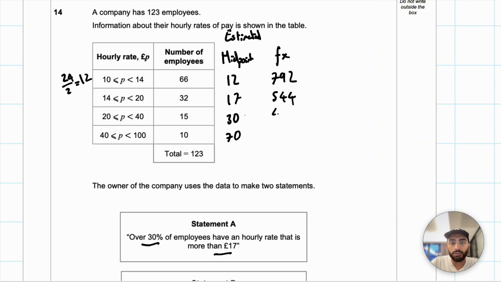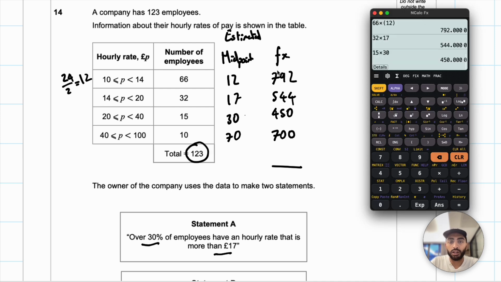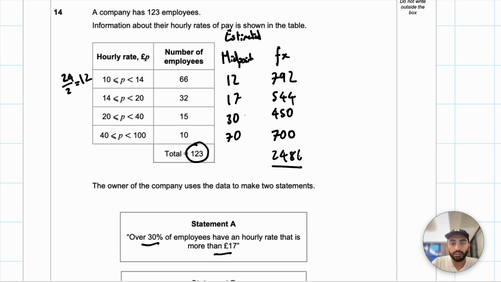Whenever we work out our mean, we take the total amount and we divide it by the frequency. So here the total amount will be this number, and the total frequency is already given to us. So let's add up all of these numbers. I've got 792 plus 544 plus 450 plus 700. That gives me 2486. And we need to divide it by 123.